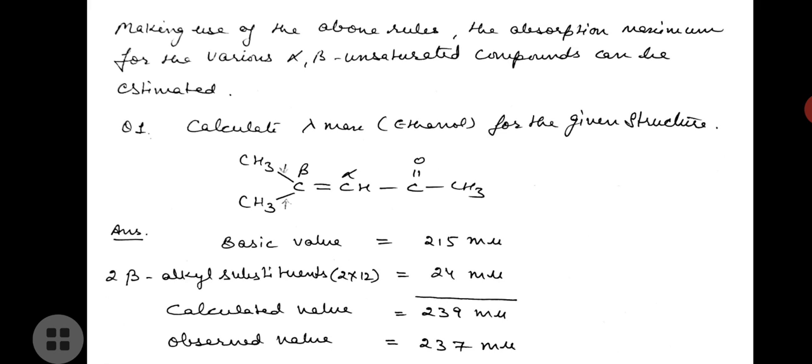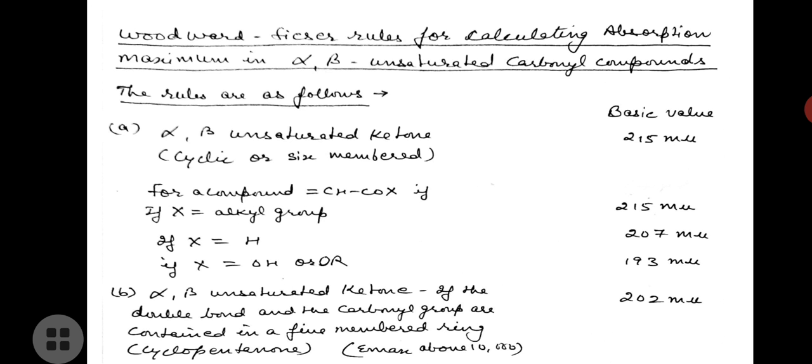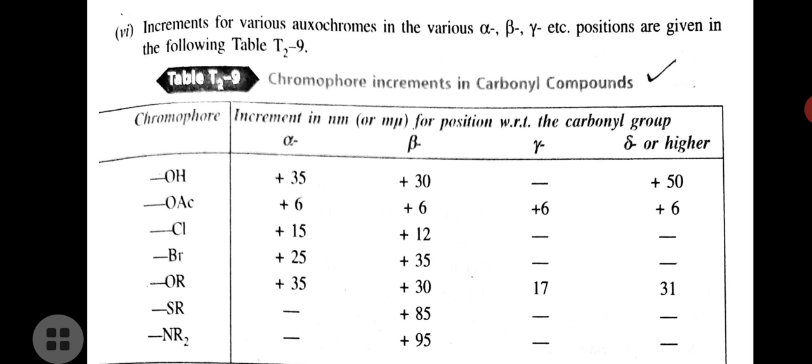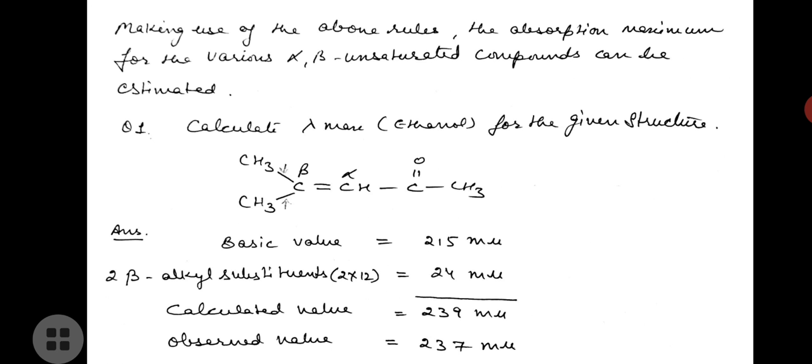So now making use of the above rules: first is the basic values, second are the structural increments, and the third is the table in which the chromophores are written and the alpha, beta, gamma, delta, etc. positions, and the values are written for the increments at respective positions. Now we'll make use of all these three and find out the absorption maximum for various alpha-beta unsaturated compounds. So now first see example 1.